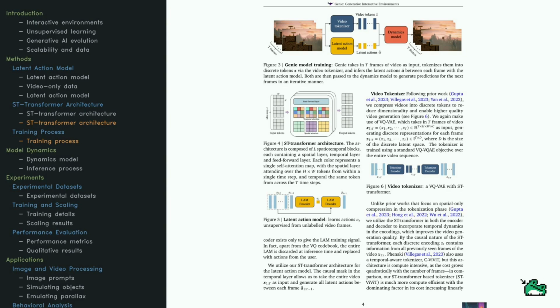Moving to Figure 4, we see the ST transformer architecture. It uses space-time blocks with layers for attention in both space and time, processing video data efficiently. Each color shows how different video parts are attended to over time.